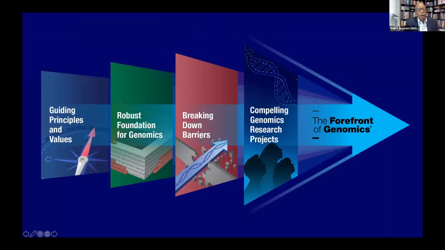I know all of you are familiar with the strategic vision that was published in October of 2020 that lays out these four different areas with regards to how NHGRI sees the vision for the future of the field and the work that we as an institute are doing to help to lead the field with identifying guiding principles, robust foundations for genomics, breaking down barriers, and compelling genomics research projects.